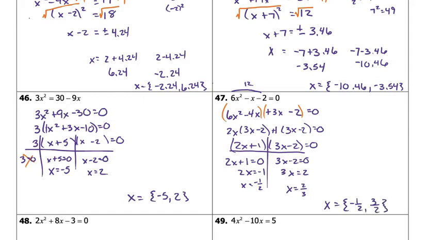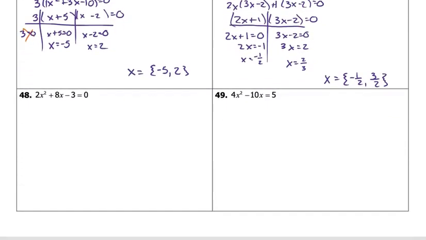So far we've used factoring, difference of squares. We have used the square root method. We have factored trinomials 2 different ways, and we've used completing the square. So there's only one method left, and that is setting up that quadratic formula.